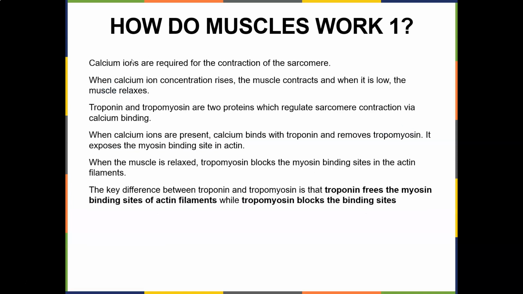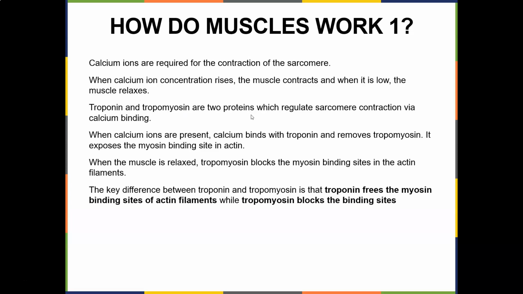Now, calcium ions are required for the contraction of the sarcomere, so this is where nutrition plays a role in having the right amount of ions, sodium, calcium. When calcium ion concentration rises, the muscle contracts, and when it is low, the muscle relaxes.